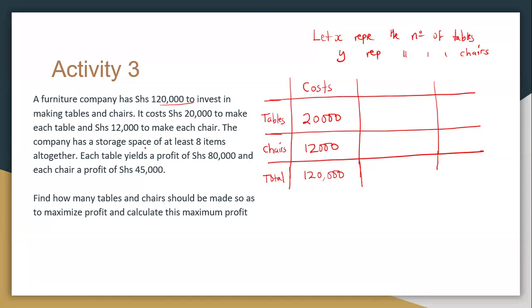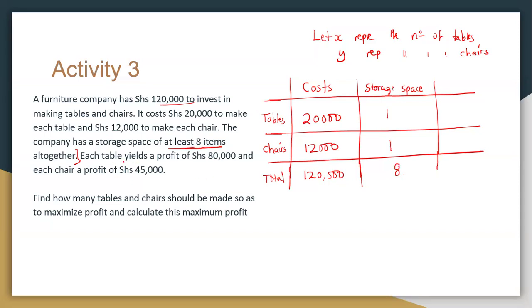Now, after that, I continue with my question. The company has a storage space of at least 8 items altogether. I'm going to come here and say storage space available. They have told us that the company has a storage space of at least 8 items altogether, meaning that when you combine the tables the company is manufacturing and the chairs the company is manufacturing, you must get a total of 8. So here, for storage space, I'm going to put 8. Assuming I have one table and one chair, when I add what I have for my table and what I have for my chair, I must get 8.